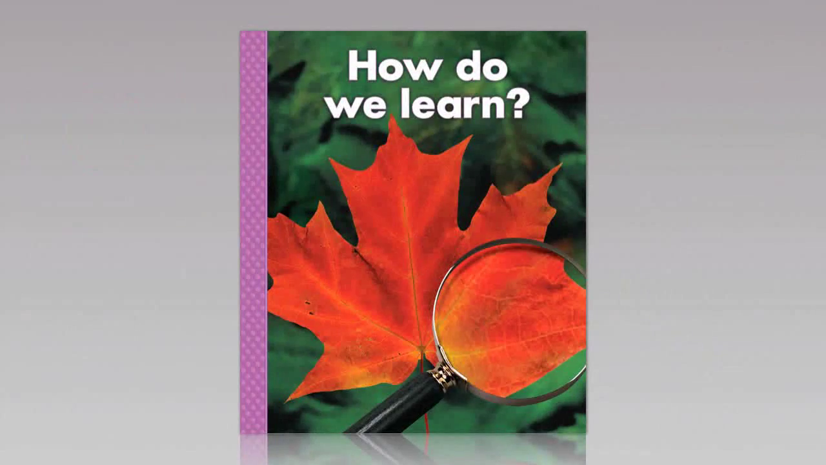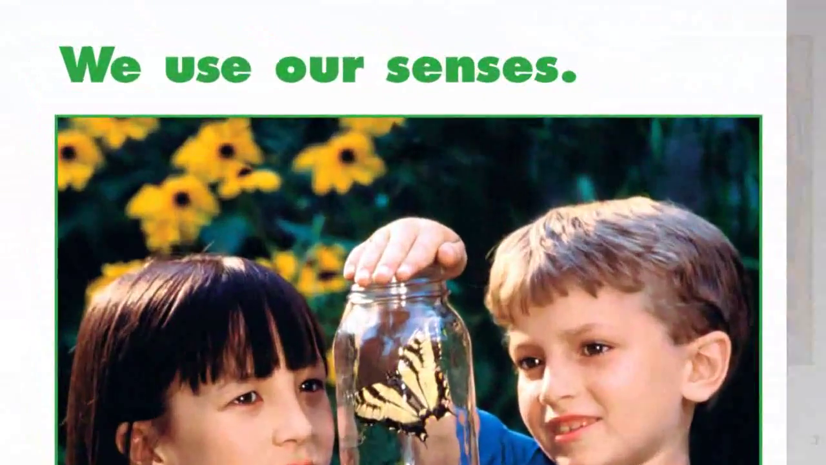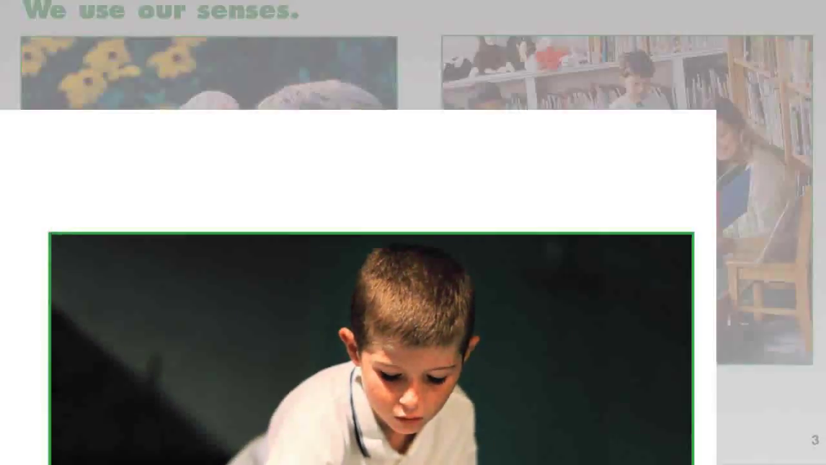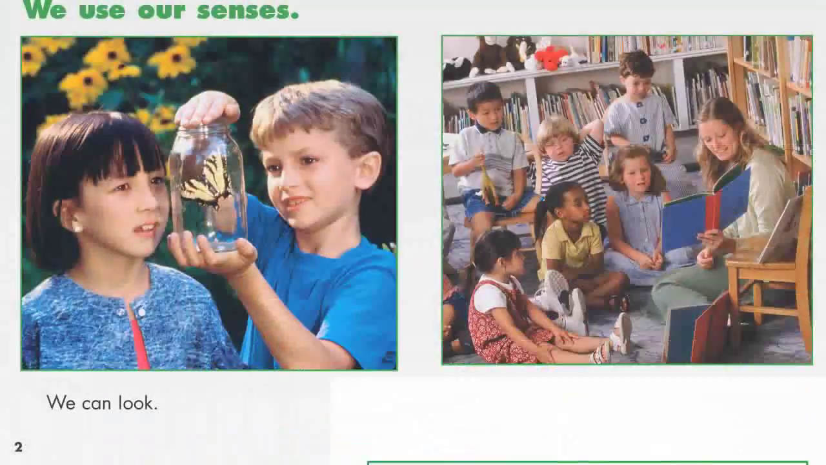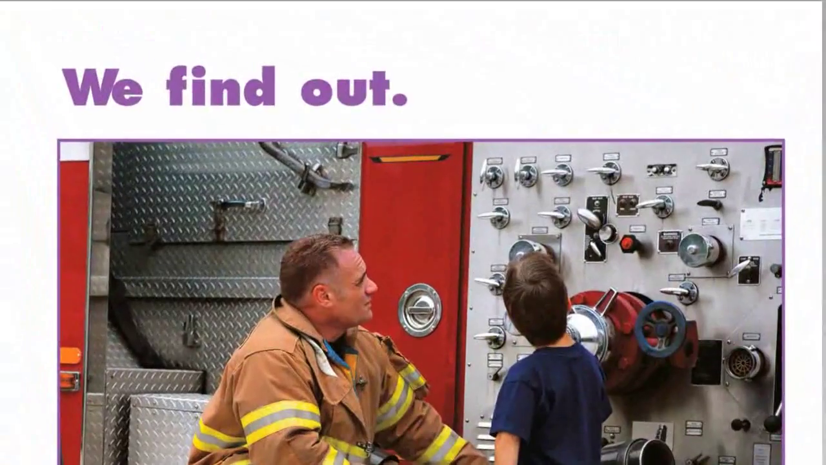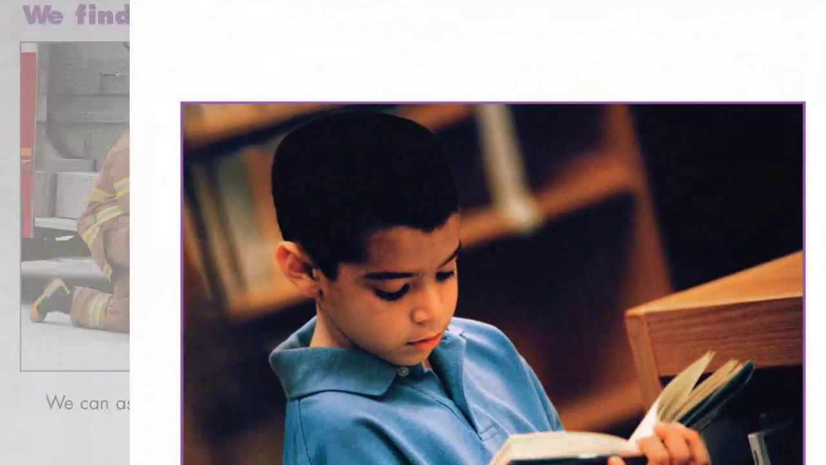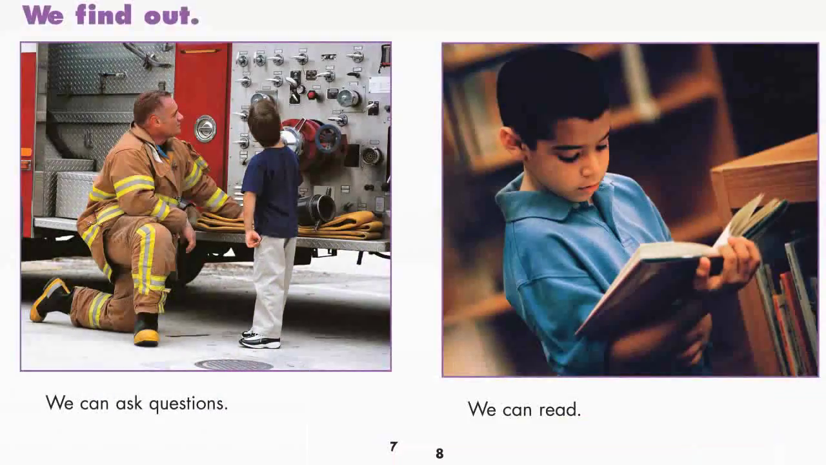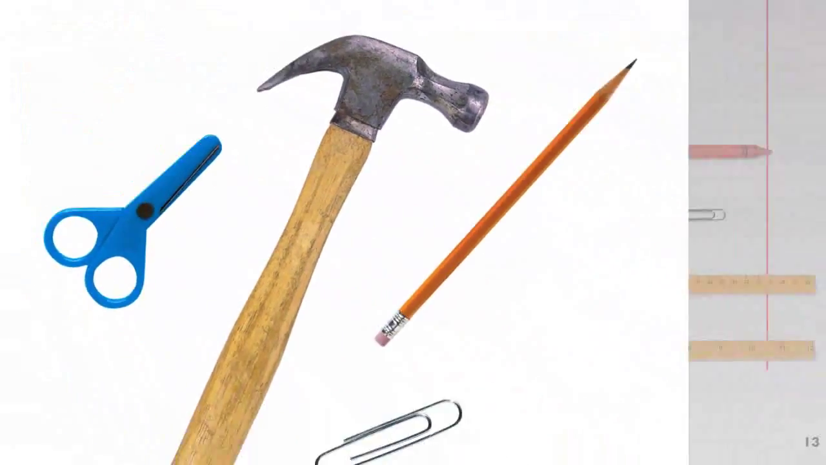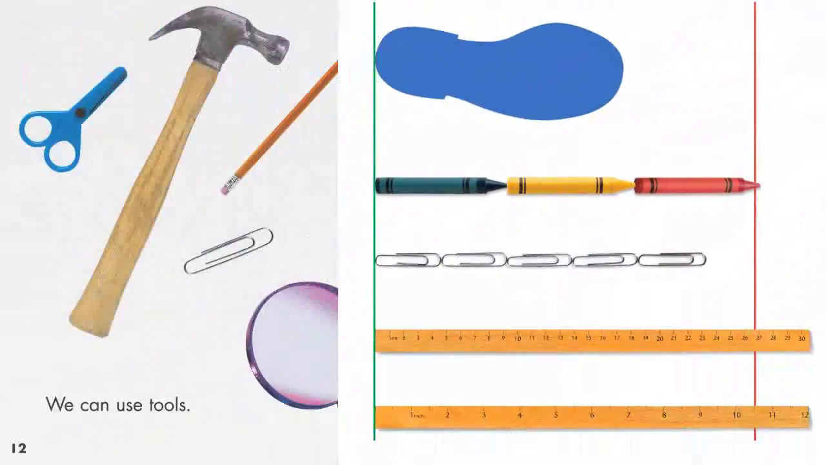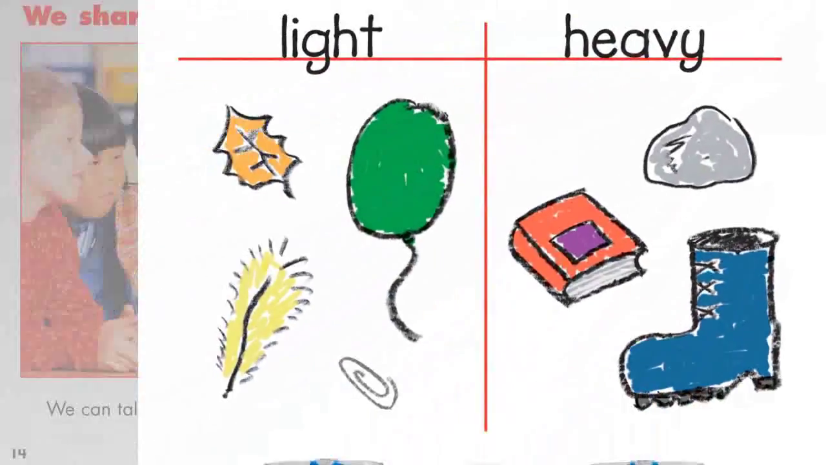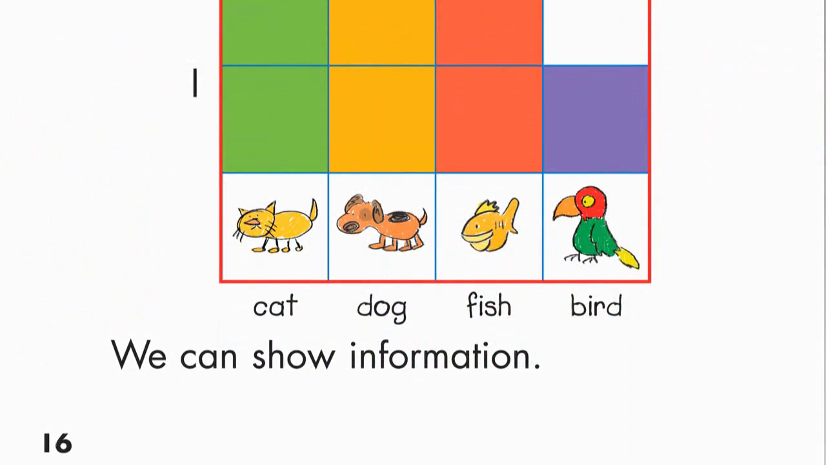In the Delta Science First Reader, How Do We Learn?, students read about the 5 senses, which helps us find out about our world. They will also discover other ways to learn besides using our senses: asking questions, reading, observing, comparing, sorting, using tools, and measuring. And finally, they will read about ways that people share information, including talking, drawing, writing, and showing in charts and graphs, all in the Delta Science First Reader, How Do We Learn?